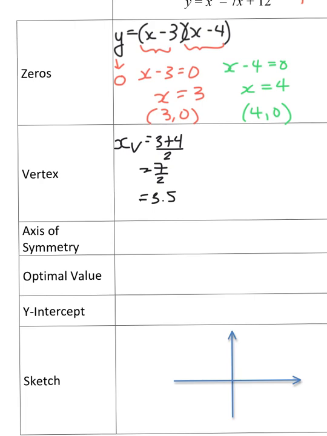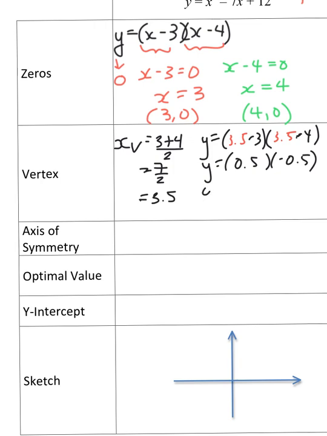Now I need to find the y value. So I'm going to take this x value, and I'm going to find my y value by plugging it in to this equation I see up top. So 3.5 minus 3, and then 3.5 again, minus 4, and I'm going to go ahead and solve. So I get 0.5 here, and negative 0.5 there, and multiply those together, I get negative 0.25. So my vertex is going to be at 3.5 from the x and negative 0.25 from the y.